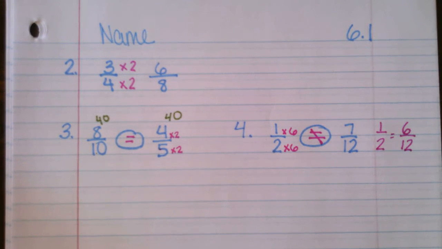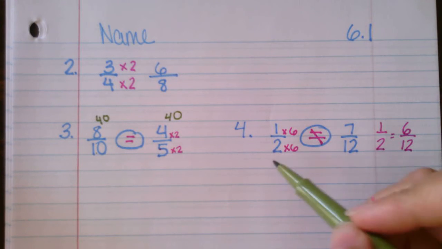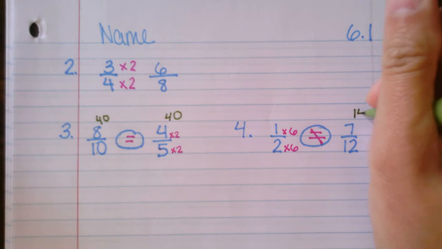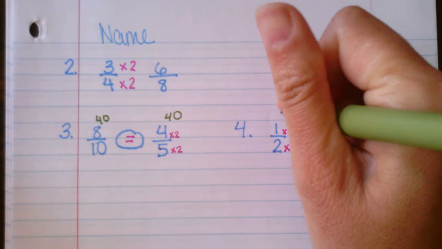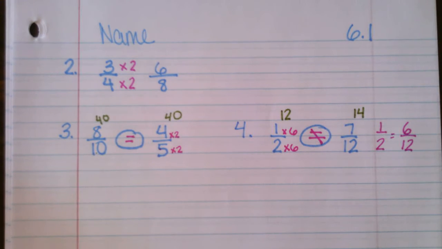Or I could do my cross multiplication. 2 times 7 is 14. 12 times 1 is 12. So there you even know which one is bigger. 1/2 is less than 7/12. Let's try out number 5.